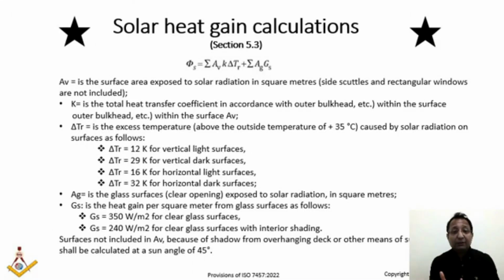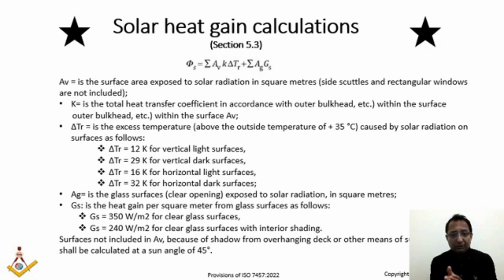Solar heat gain calculations: section 5.3 has given this formula. It is a common formula, but it is still applicable to the marine industry also. This formula talks about how to calculate the solar heat gains. As you can see, it is clearly written what each term is, what K is, what Ag is, and GS. All these factors are already given.